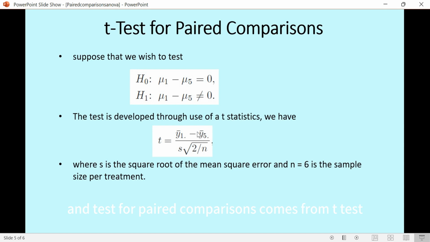And the test for paired comparisons comes from t-tests. So we will establish a t-statistic from the sample. This is the mean value from the 2 groups, and this is the sample standard error, S, and this is the group sample size n. But here we assume all groups have the same sample size.